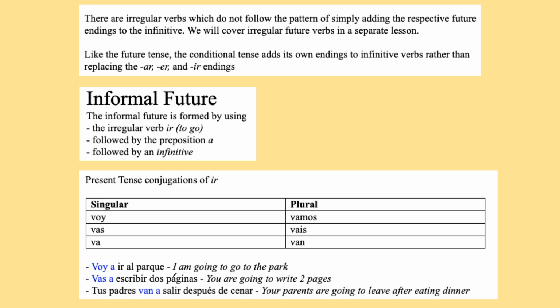Now, the expression ir a is not only limited to the present tense. You could also use it in the preterite or imperfect, for example. But for now, I just wanted to give you a basic idea of how the informal future is used with the expression ir a. And hopefully you now have a good understanding of the future tense and how it is used.